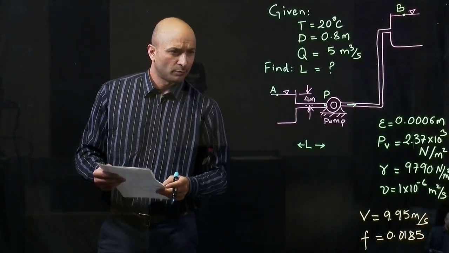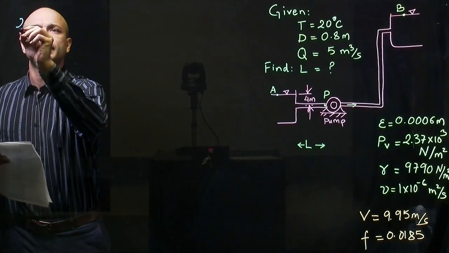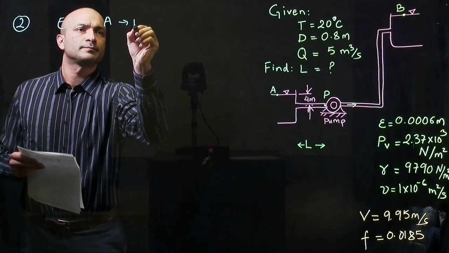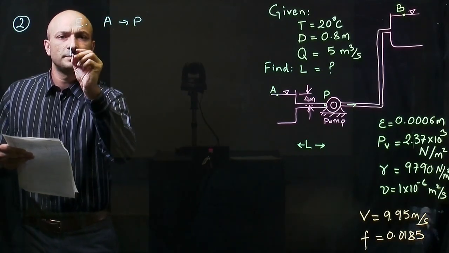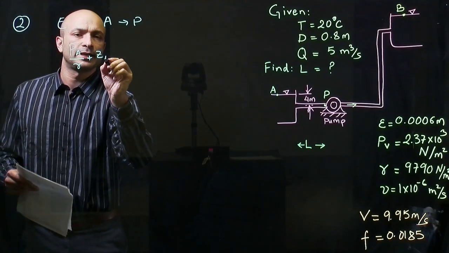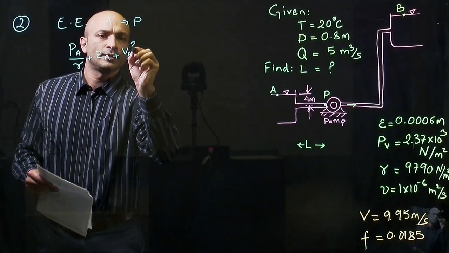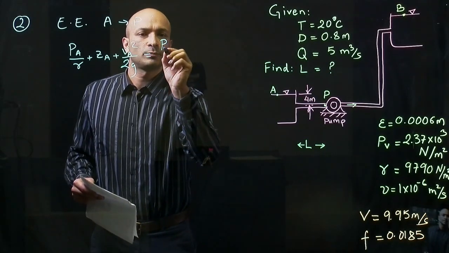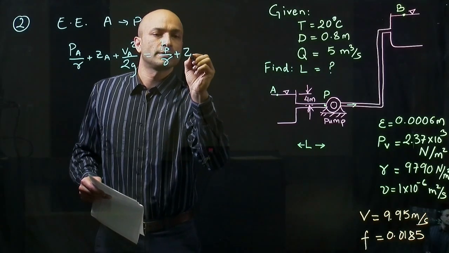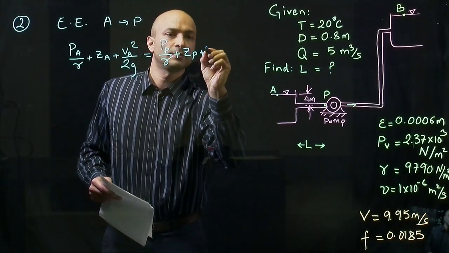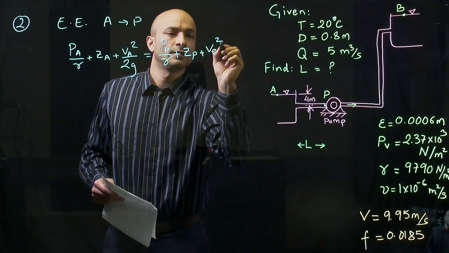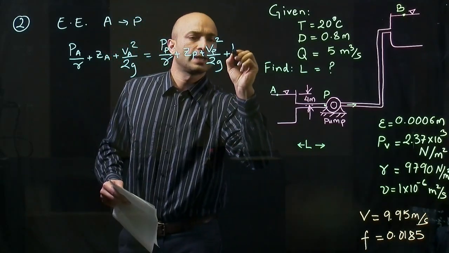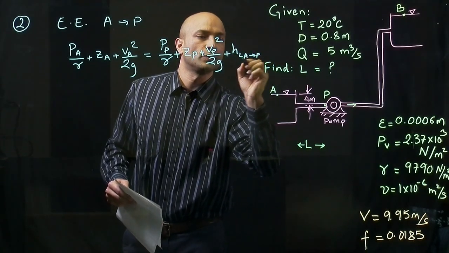If you use energy equation from point A to point P, we get PA over gamma plus ZA plus VA squared over 2g equals pressure head at point P plus elevation head at point P plus velocity head at point P plus the head loss going from point A to point P.